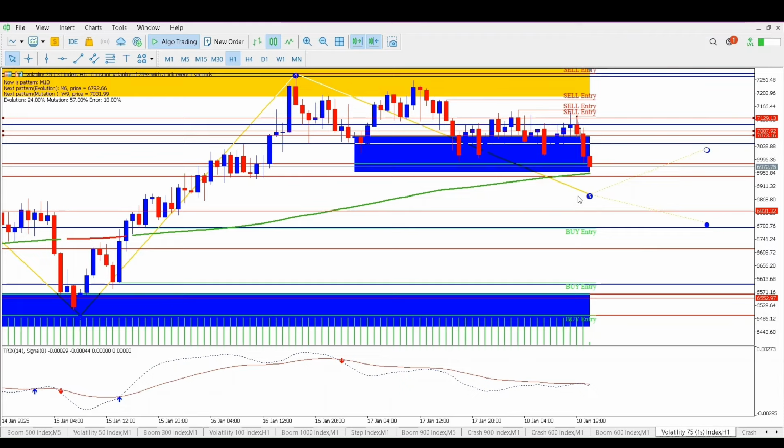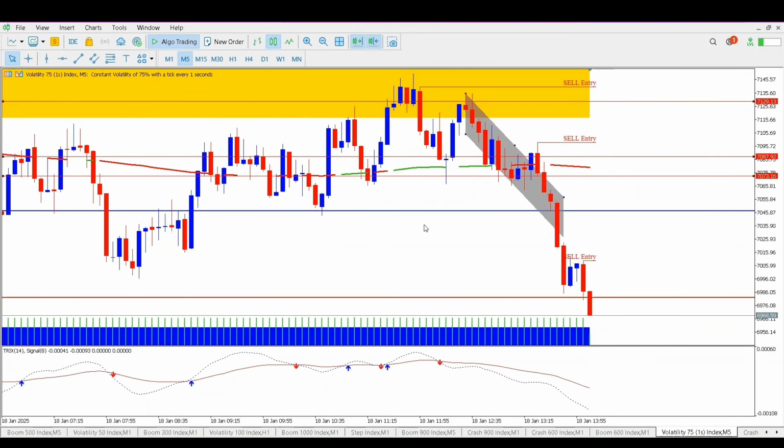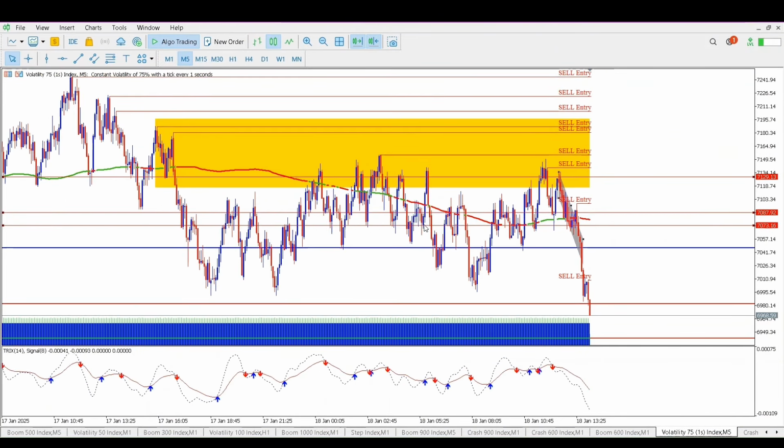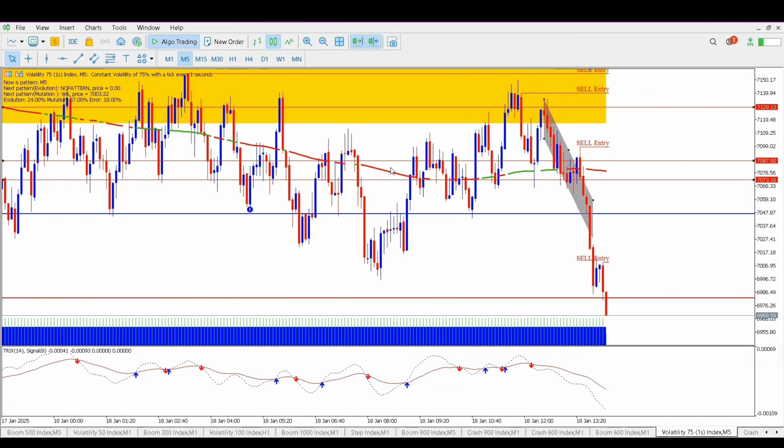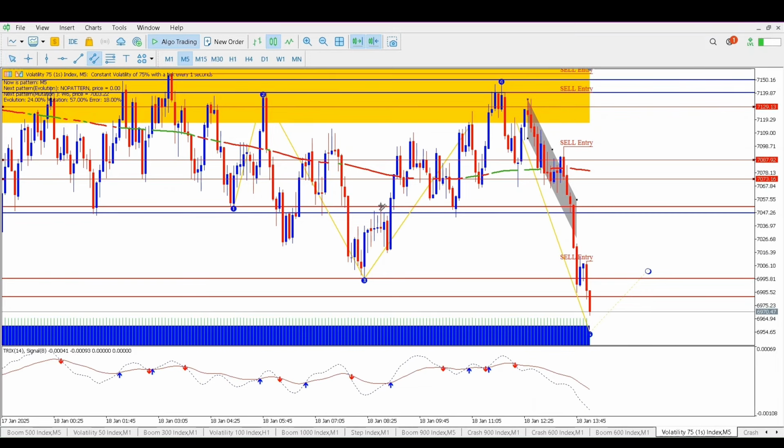You now have to move to a smaller time frame so that you can see whether it's still selling or it's now buying. So we are going to move on to the 5 minutes time frame. This is our M5. As you can see here, there's a very good channel. I think you can all see it, guys. We have a very good channel here.